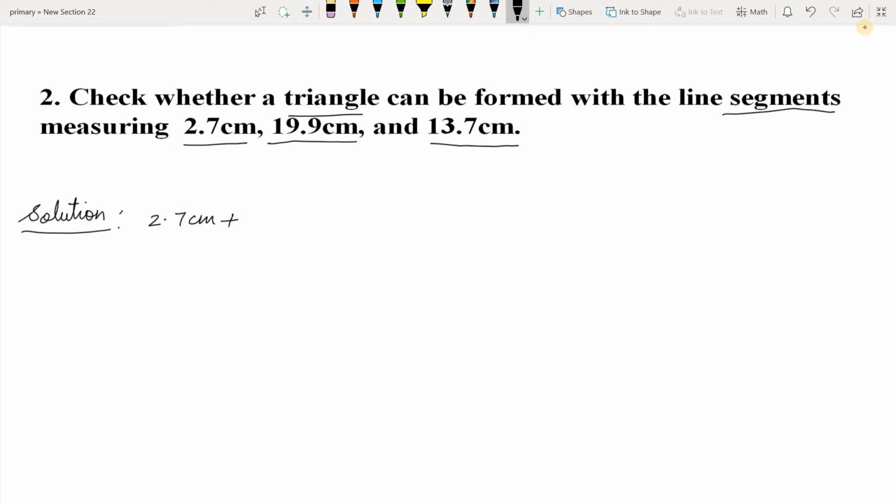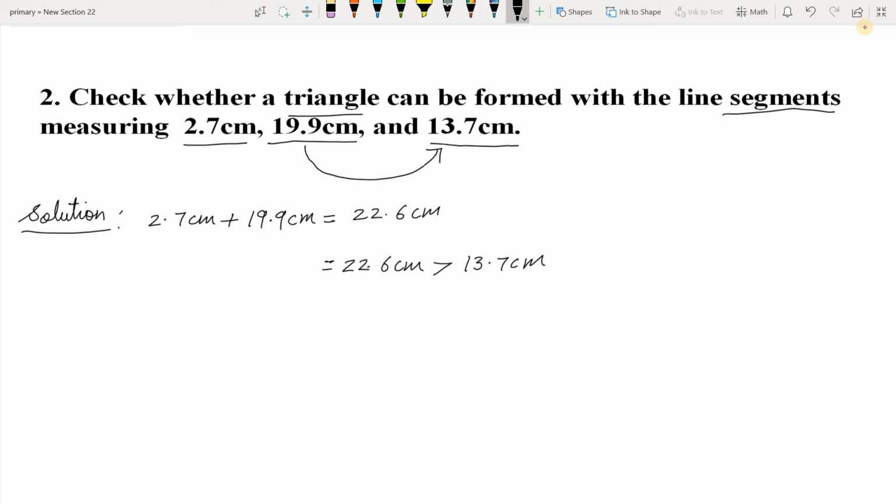So firstly we add 2.7 cm and 19.9 cm and the answer is 22.6 cm. And here 22.6 cm is greater than 13.7 cm.